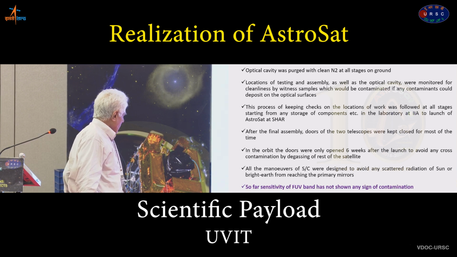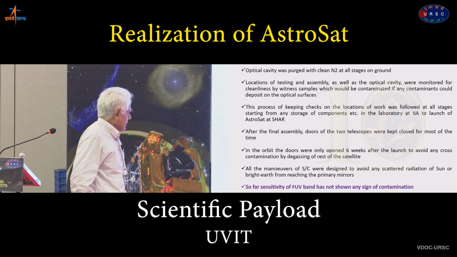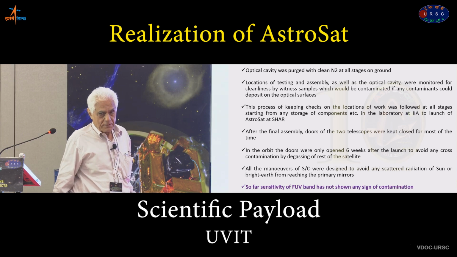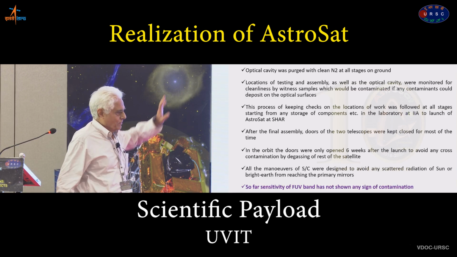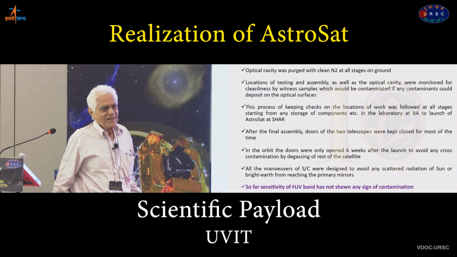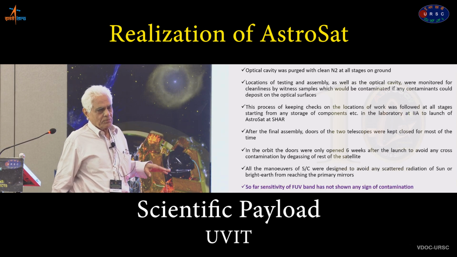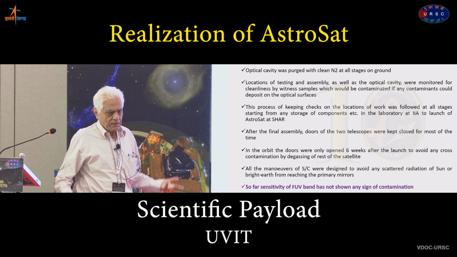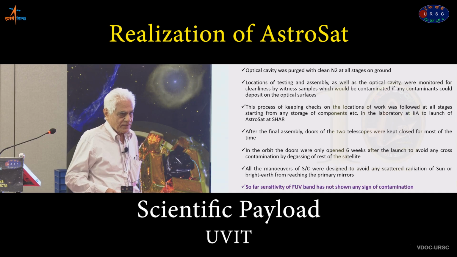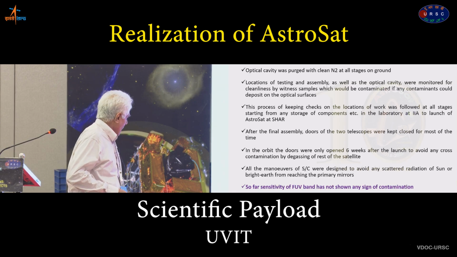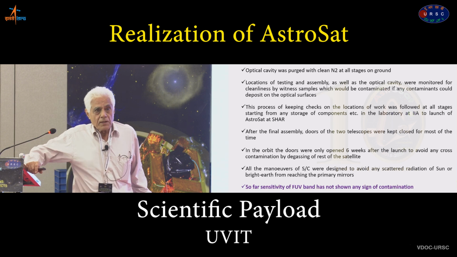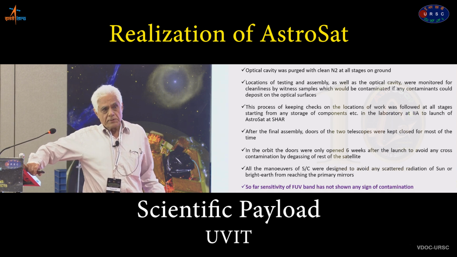Now all the maneuvers of the satellite were designed to avoid any scattered radiation from the sun or bright earth. So when moving, he showed some picture, you have to avoid any scattered light from the sun or earth. So this is a protocol developed by the group in URSC, and it has worked well so far. Whatever we did, I think it has worked even till today.